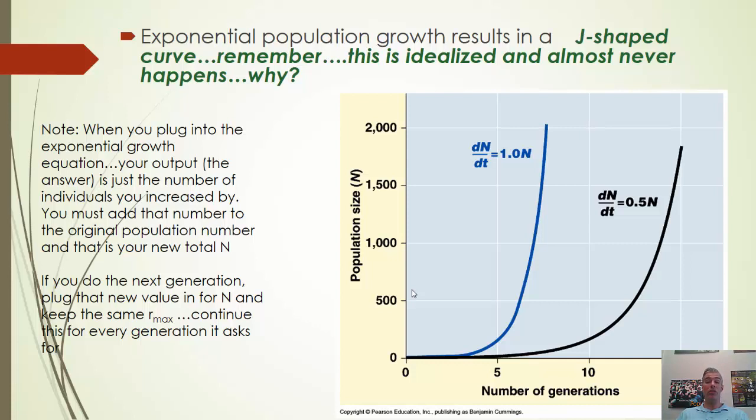But you continuously use the same R max. And you can see the differences in each R max here. So this is a growth rate of 1. That would be basically a population doubling every single year. And this is a growth rate of 0.5. It's not quite doubling. It's probably increasing by about a quarter every year.